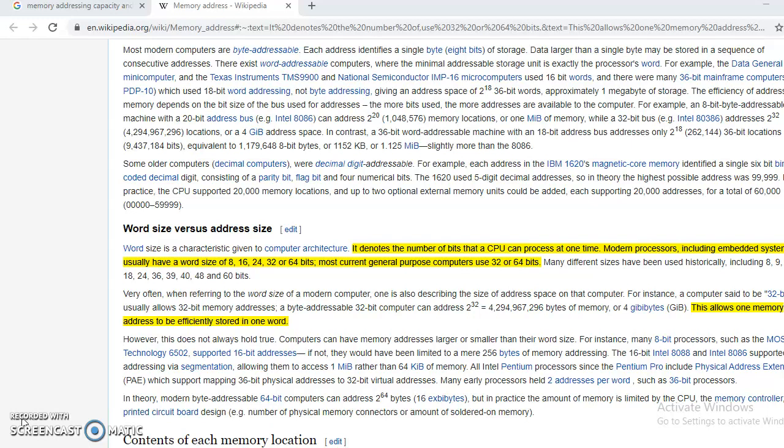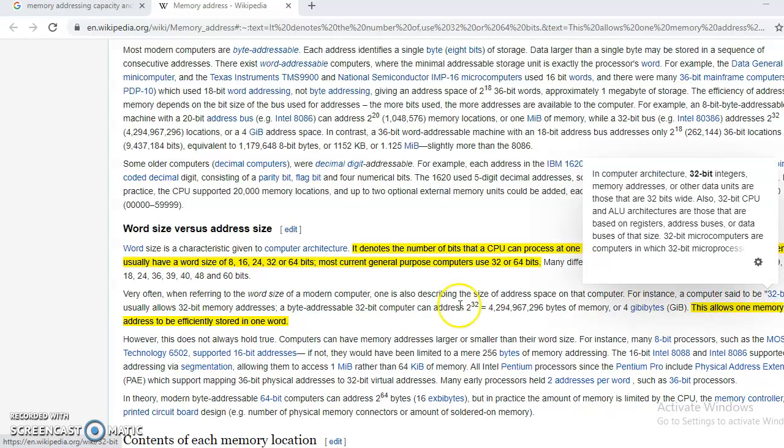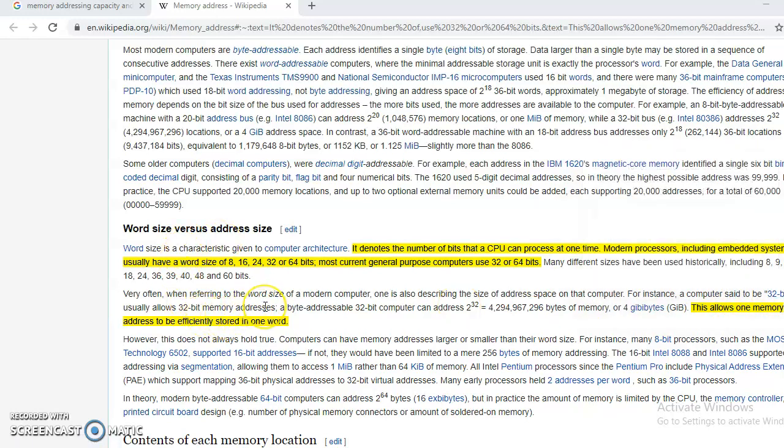Very often, when referring to the word size of a modern computer, one is also describing the size of the address space on that computer. For instance, a computer said to be 32-bit also usually allows 32-bit memory addresses. A byte addressable 32-bit computer can address 2 power 32.